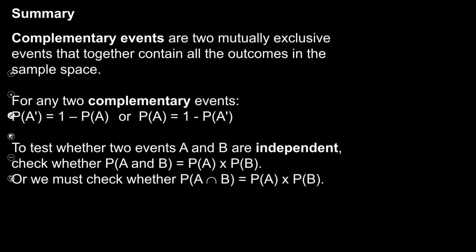So we spoke about complementary when we started as our keywords. Complementary events are two mutually exclusive events that together contain all the outcomes in the sample space. Are we together? For two complementary events, we say this is the probability of not A. If I put something like that there, that means not A. And the probability of not A is 1 minus the probability of A.